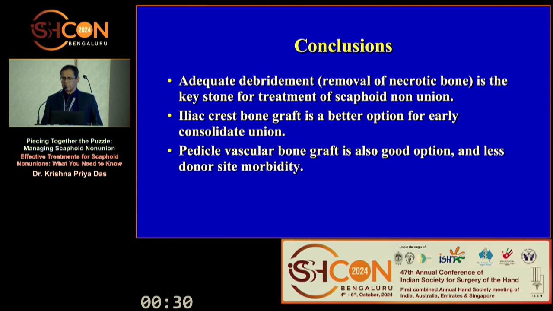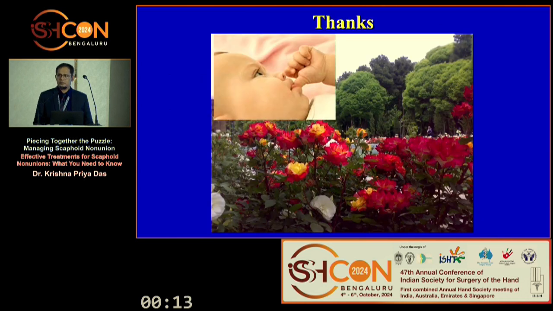no experience of free vascularized femoral condylar graft. So the conclusion is adequate debridement is the keystone for the treatment of scaphoid non-union. Iliac crest bone graft is a better option for early consolidated union. Pedicle vascular bone graft is also a good option with less donor site morbidity. Thanks for patient hearing.